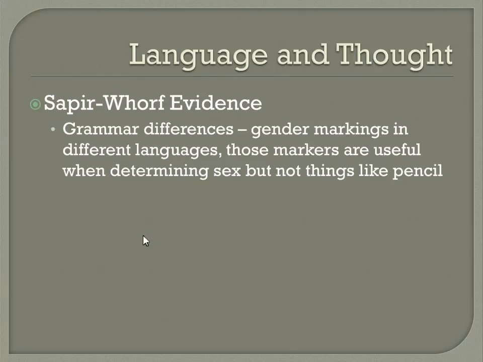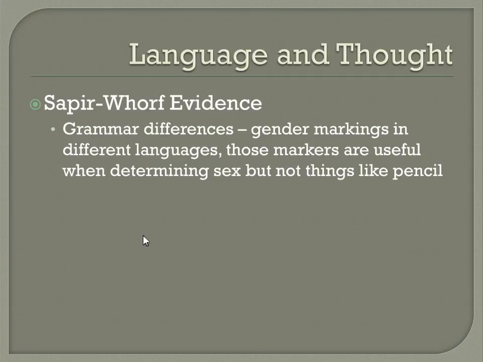So some more support for Sapir-Whorf, and this is kind of still supported, is these grammatical differences. So gender-marked languages versus non-marked languages. English is not a gender-marked language, where most Romance languages are gender-marked. Those gender markers are useful when you're determining the sex of something. So fiancé versus fiancée. There's lots of different examples, waitress versus waiter in English, but they're really not very useful for determining things like pencil.